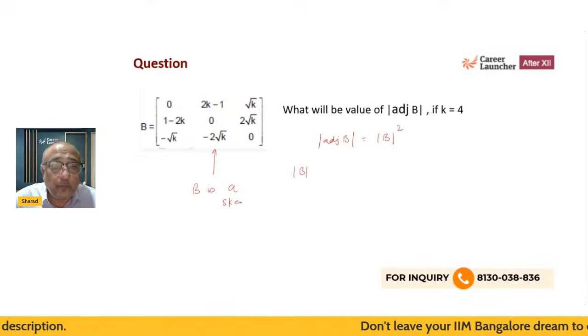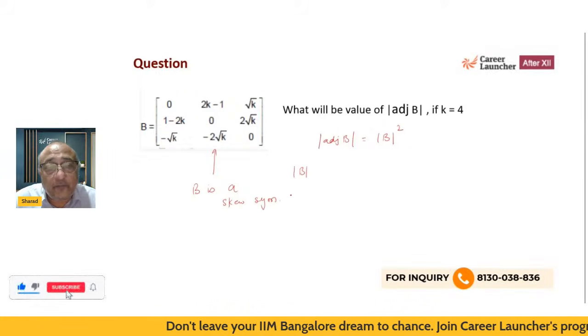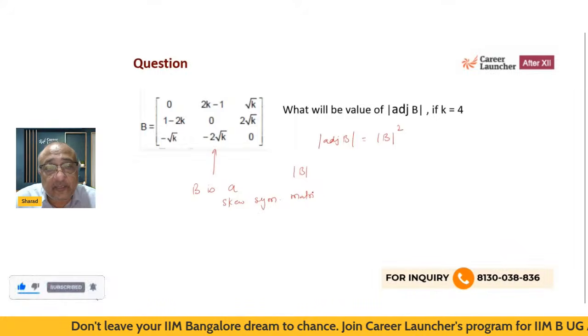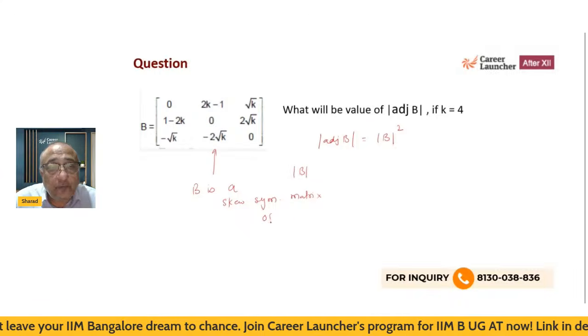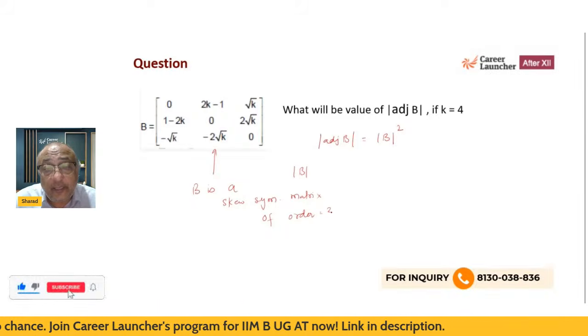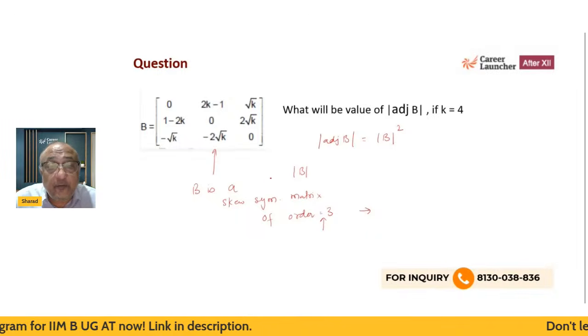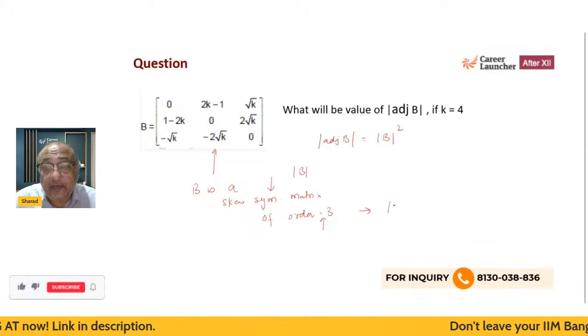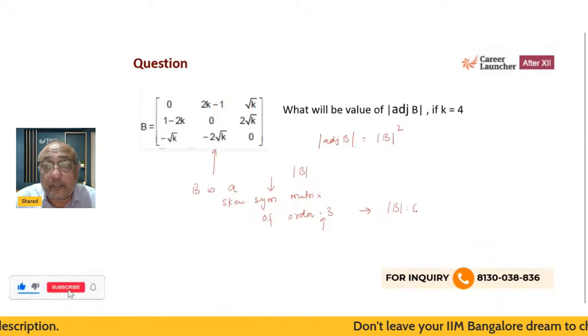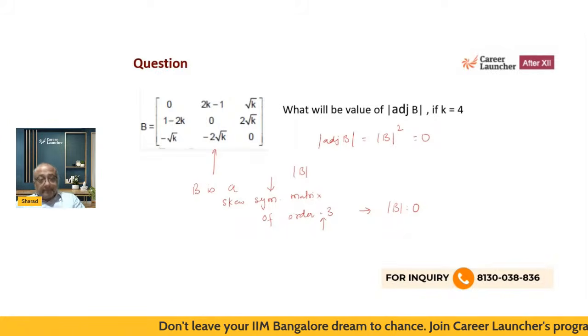Skew symmetric matrix. And what is the order of this matrix? Skew symmetric matrix of order 3. Have I told you initially that if you have an odd order and you have a skew symmetric matrix, determinant of B will be equal to what? 0. So this answer is equal to 0. है ना मजेदार question here?